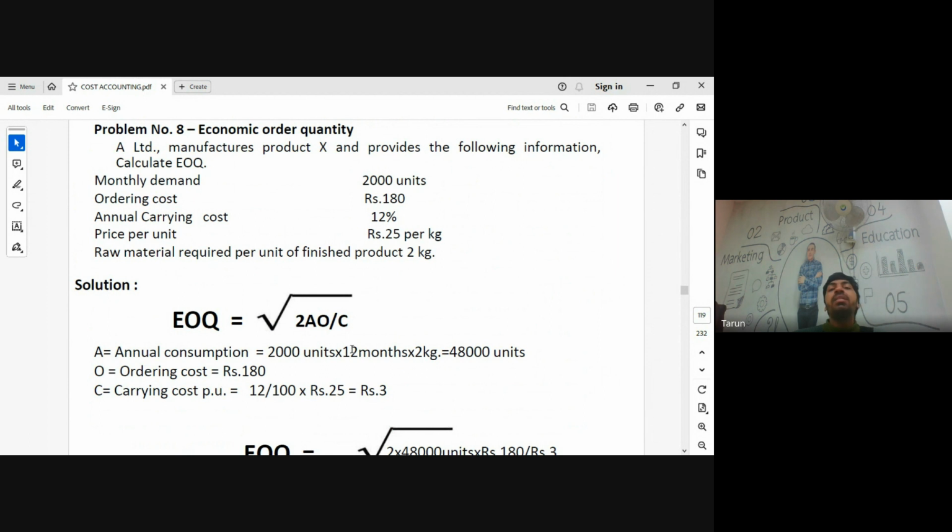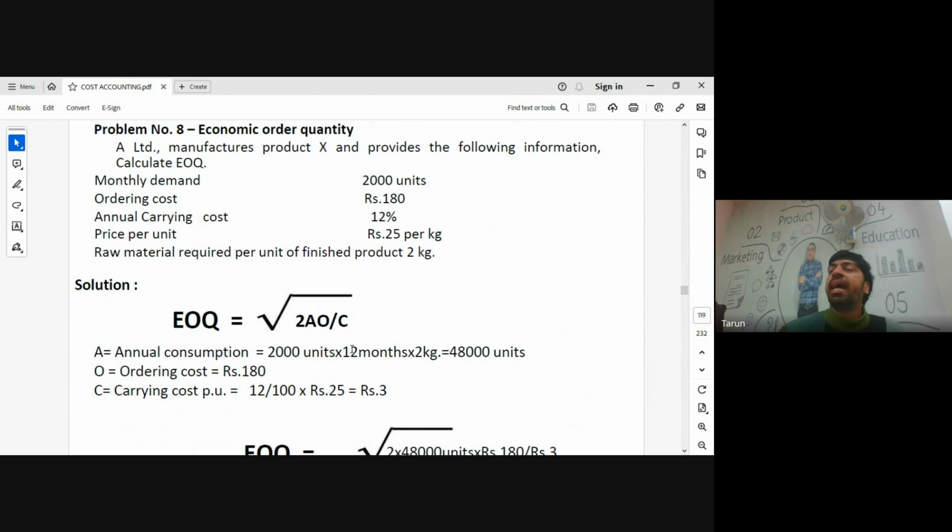Ordering cost is rupees 180, which is already given. Annual carrying cost is 12%, but we need carrying cost per unit. The question already gives the information on how to calculate the per unit carrying cost. Price per unit is 25 rupees, 25 per kg. So how to calculate the annual carrying cost per unit? That means 12% of 25 rupees per kg. You will get the annual carrying cost per unit. PU is per unit.